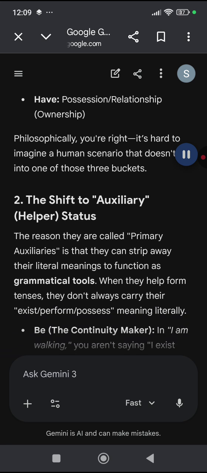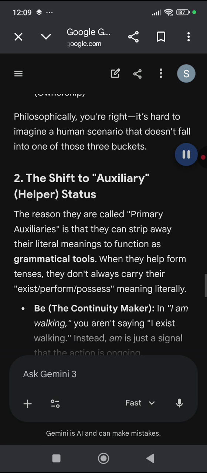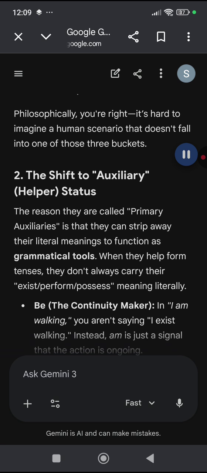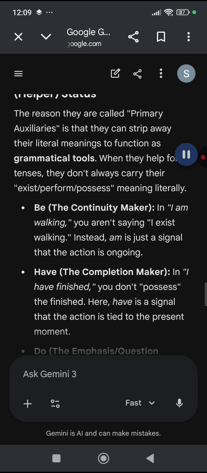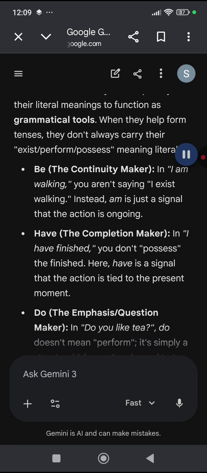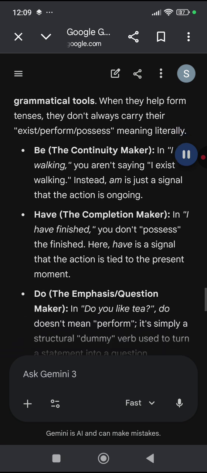2. The shift to auxiliary, helper, status. The reason they are called primary auxiliaries is that they can strip away their literal meanings to function as grammatical tools. When they help form tenses, they don't always carry their exist, perform, possess meaning literally. Be, the continuity maker, in I am walking, you aren't saying I exist walking. Instead, am is just a signal that the action is ongoing.